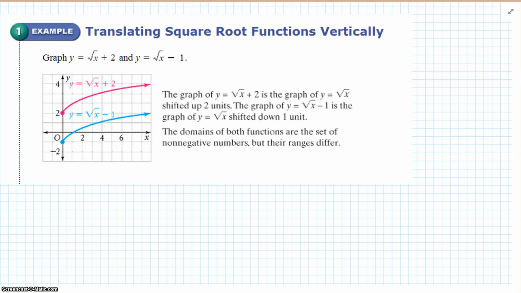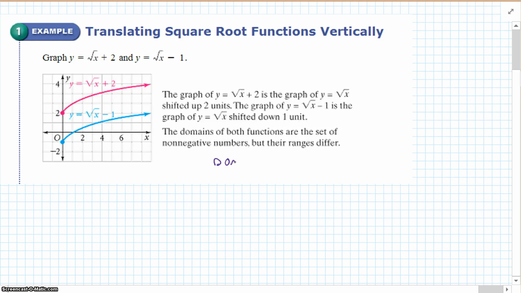Translating square root functions vertically. So graph the square root of x plus 2 and square root of x minus 1. The graph of y equals the square root of x plus 2 is the graph of the square root of x shifted up 2 units. The graph of the square root of x minus 1 is the graph of square root of x shifted down 1 unit. The domains of both functions are the set of non-negative numbers, but their ranges may differ.